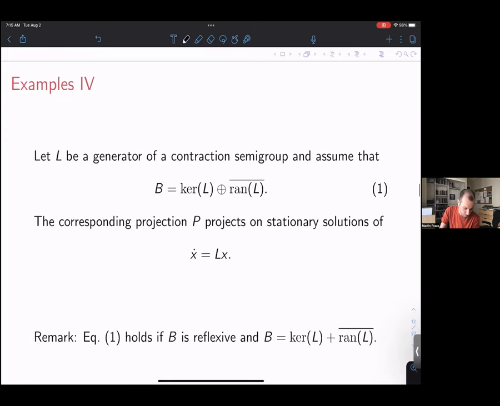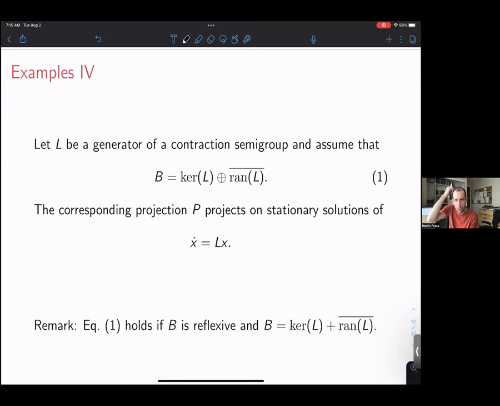Okay. And the last example, sort of connected to this decomposition into fast and slow that I was discussing in the overview. If L is a generator of a contraction semigroup, and we assume that the decomposition of the Banach space into the kernel and the range of this generator holds, which doesn't need to always hold, then the corresponding projection P projects on the kernel of L, it projects on the stationary solutions of this equation.